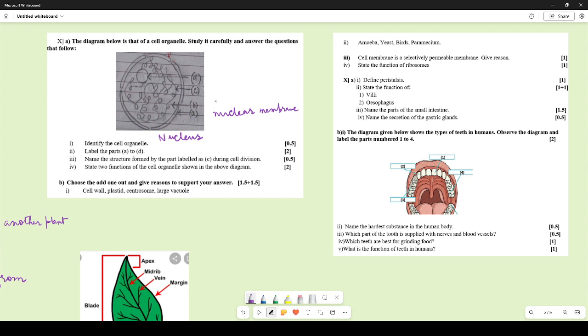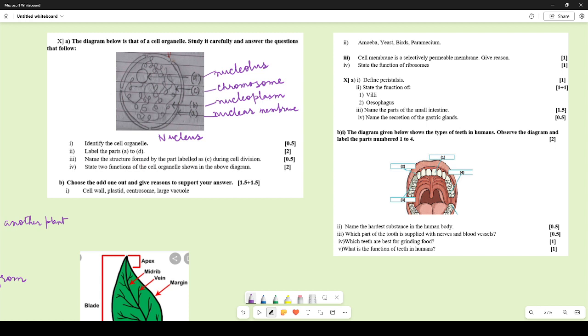B is nucleoplasm. It is the fluid present inside the nucleus. C is the chromosome, or even if someone has written chromatin fibers, I have given you marks. D is the nucleolus. Those are the parts that you have to mention. If you have written these with the correct spelling, you will get full marks.